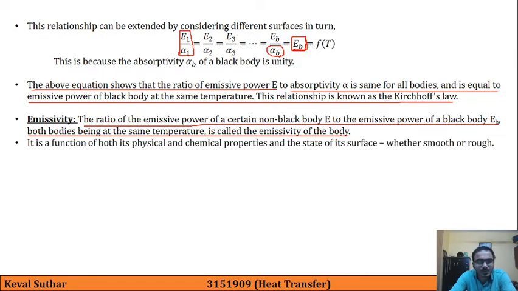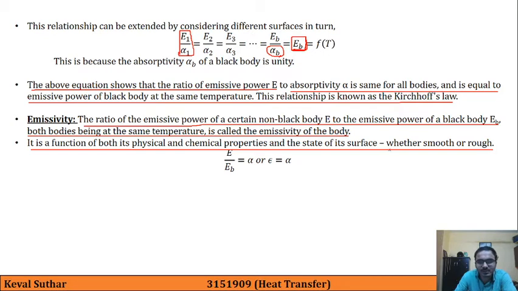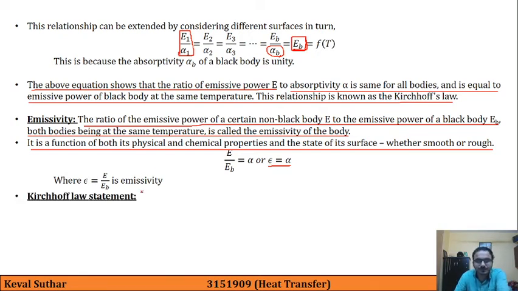It is a function of both physical and chemical properties and the state of the surface, that whether it is smooth or rough. That is E upon EB is equal to alpha and it is the emissivity epsilon equal to alpha, where epsilon is equal to E upon EB is emissivity.